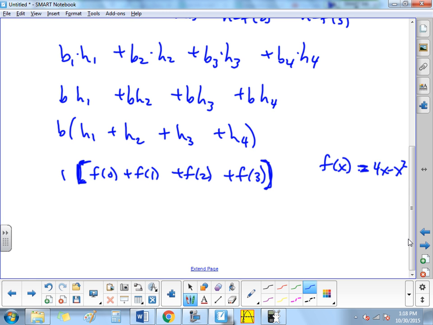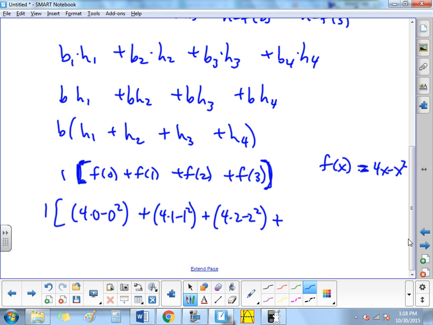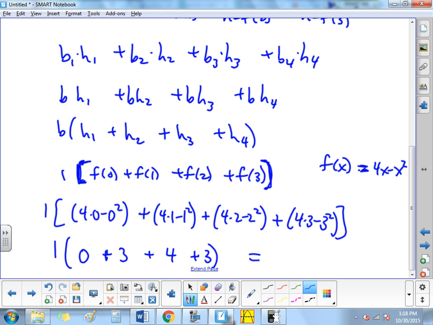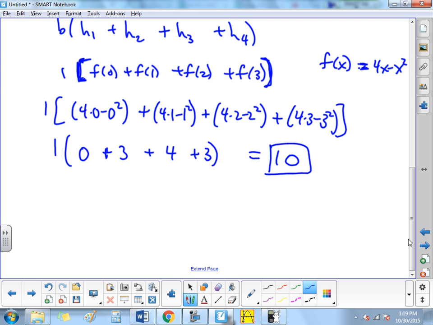So what is f of 0? It's 4 times 0 minus 0 squared. What's f of 1? 4 times 1 minus 1 squared. What's f of 2? 4 times 2 minus 2 squared. What's f of 3? 4 times 3 minus 3 squared. In other words, we have 1 times 0 plus 3 plus 4 plus 3, which is 10. Finally, we got something, like a number, we can talk about.